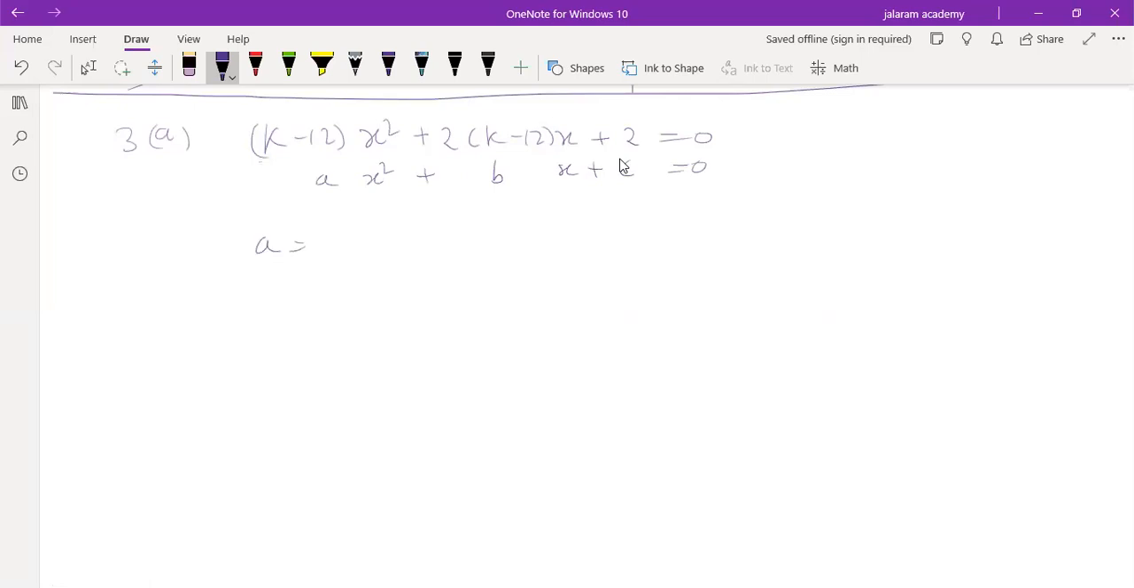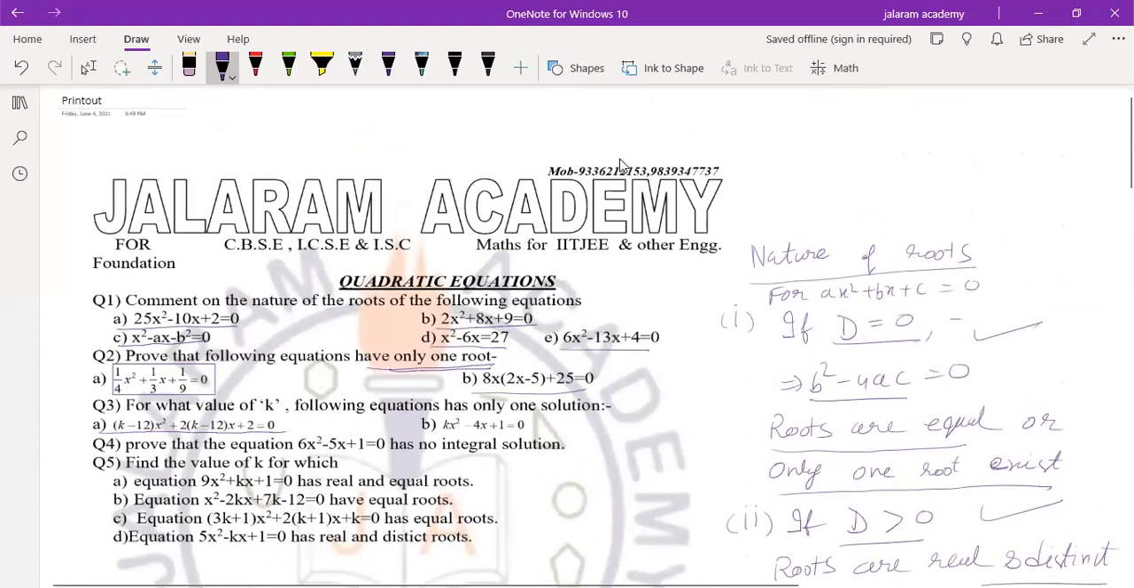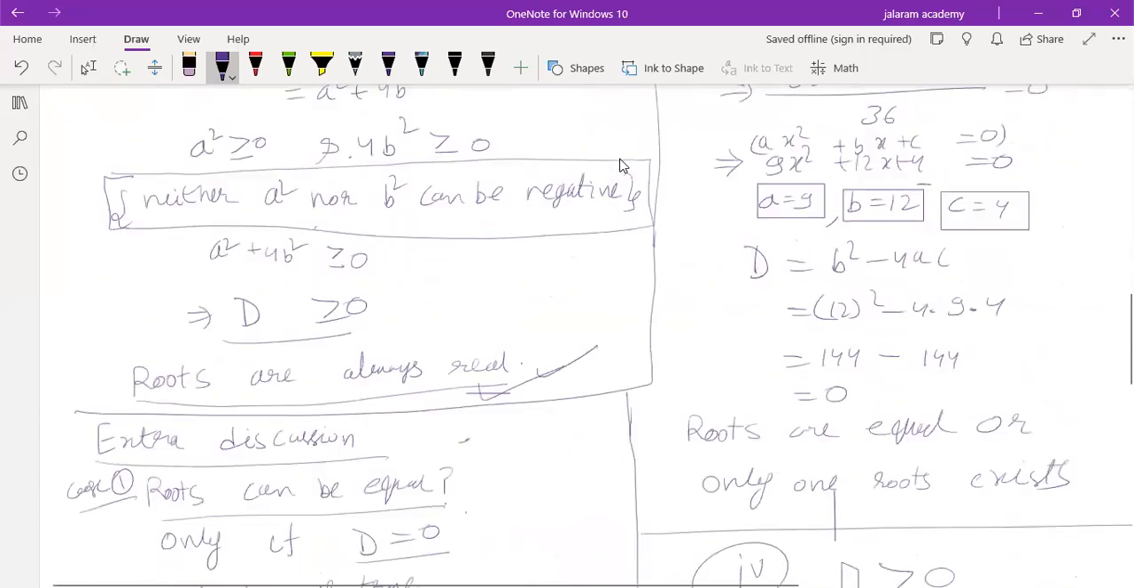A will be coefficient of x square, that is k minus 12. B is coefficient of x, that is 2 into k minus 12. Don't open this bracket. C equals to 2. Now discriminant, as we have to find the value of k for which the roots are real and equal. Only equal is given. They can be equal only when only one solution means only one root, means roots are equal. They all are the same things. Roots are equal or only one root exists means discriminant must be 0.